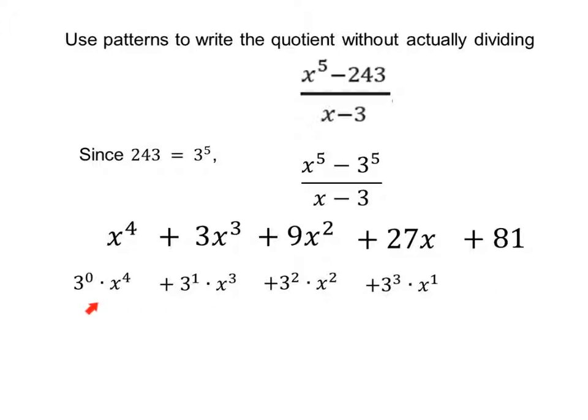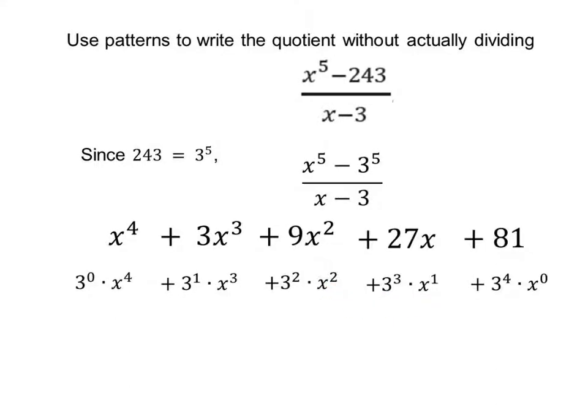And on the second to last one, 3 is going up from 3 to the power of 2 to 3 to the power of 3, and x is going from x to the second to x to the first. And now we have the very last one. The exponent of 3 has gone 0, 1, 2, 3, 4, and x has gone from 4, 3, 2, 1, 0. This is what you need to bear in mind as you apply this pattern to any problem in the future.